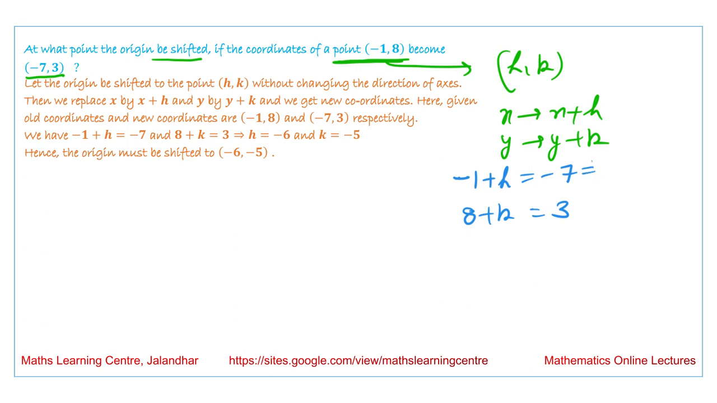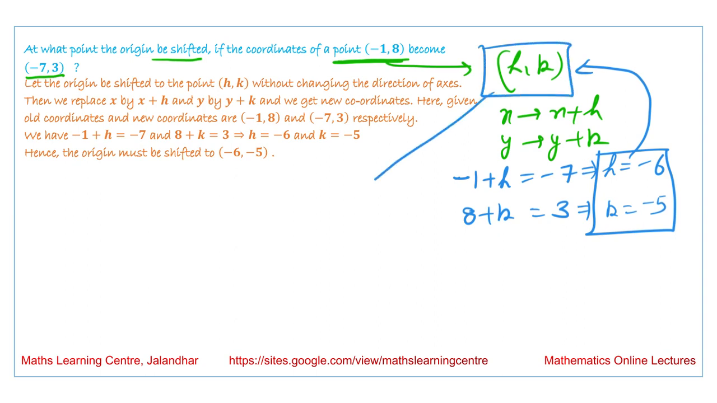So, the first equation implies that h is equal to -6 and the second equation implies that k is equal to -5. So, the origin should be shifted to the point (-6, -5), then the point (-1, 8) will be shifted to the point (-7, 3).